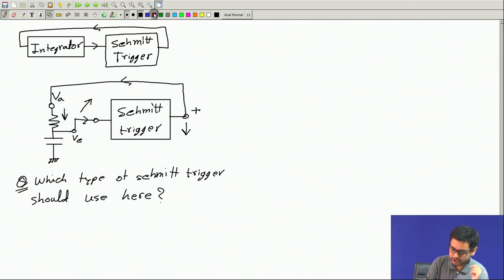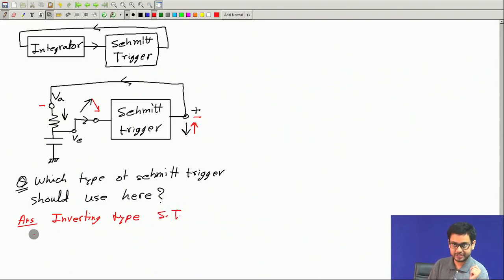And similarly, if this voltage is negative, then this voltage is now coming down, and this going down voltage should cause the output of this Schmitt trigger to go up. So, what we want is an inverting type Schmitt trigger, because when input increases, output should go down and vice versa. So, the answer is we need an inverting type Schmitt trigger. This is what we need.